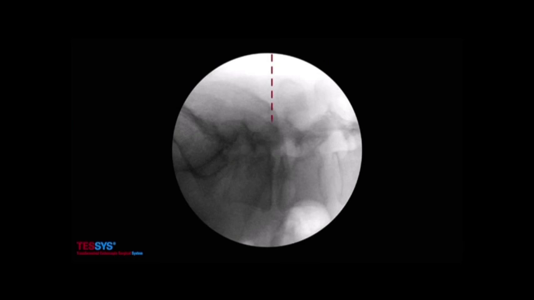With the image intensifier, we check the orthogonal position, if possible in two directions, but at least in the lateral position.